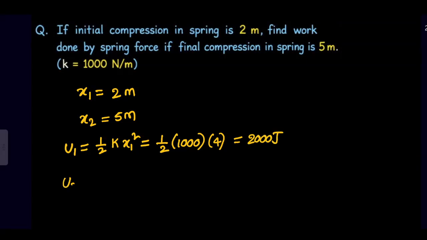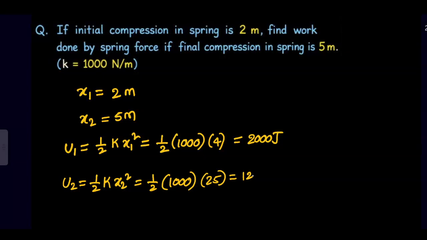Next, the final potential energy, U2, is 1 by 2 k x2 square, which is equal to 1 by 2 into k value 1000, and x2 square is 25. That comes to 5 into 25, which is 125, with double zeros, so that is 12,500.